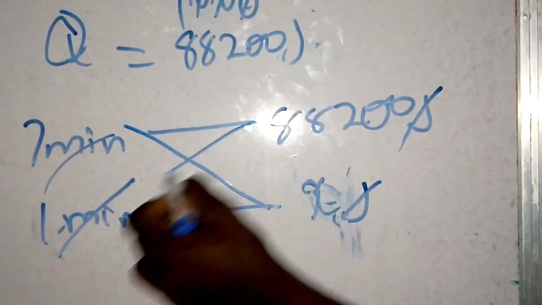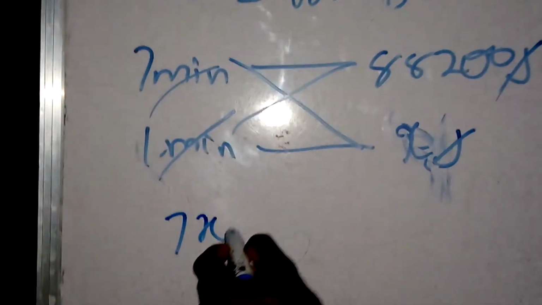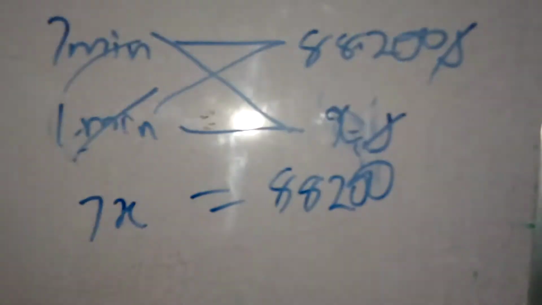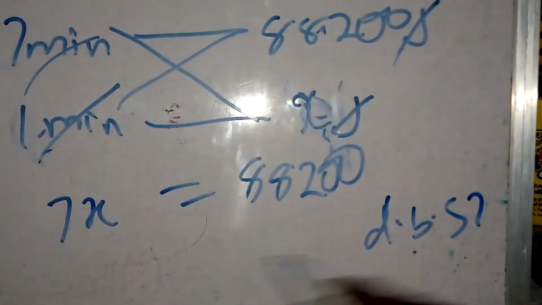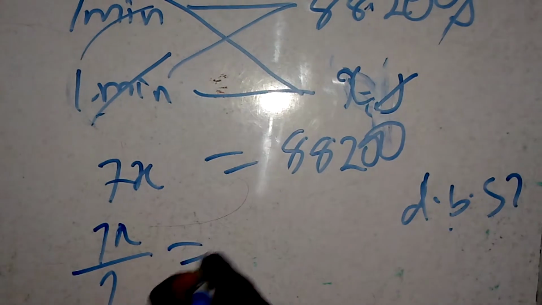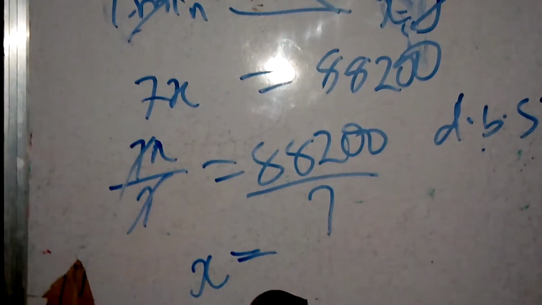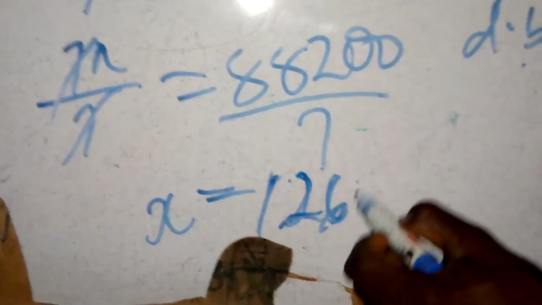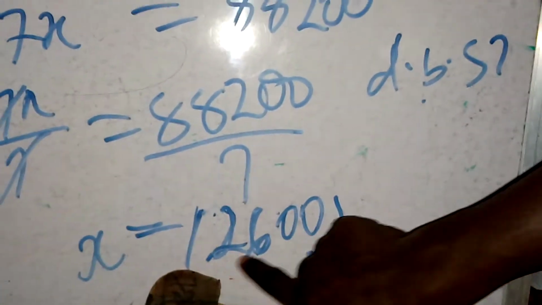So when you cross multiply, 7x equals 1 times 88200, which gives us 88200. So divide both sides by 7. Because the coefficient of x is 7, 7x over 7 equals 88200 over 7. So 7 cancels 7, and x equals 12600 joules. Final answer: the heat supplied per minute is 12600 joules.